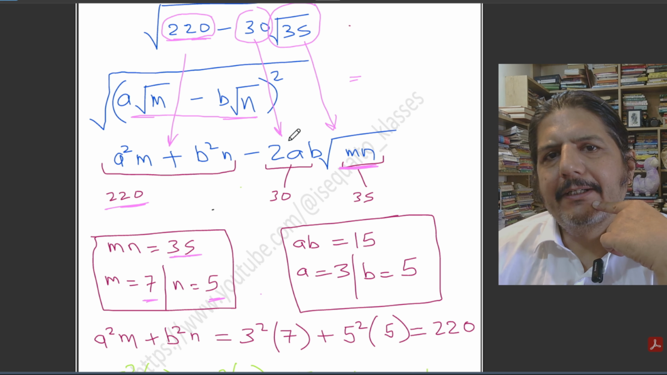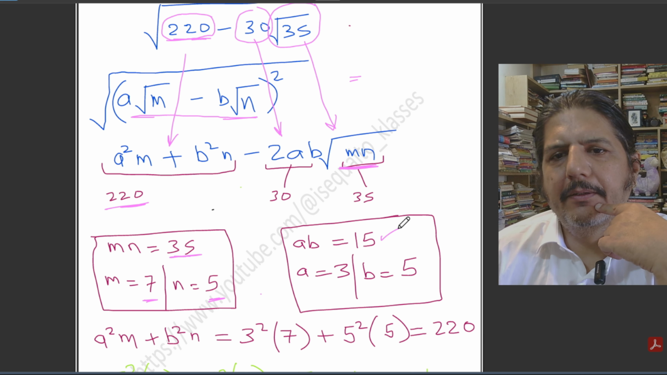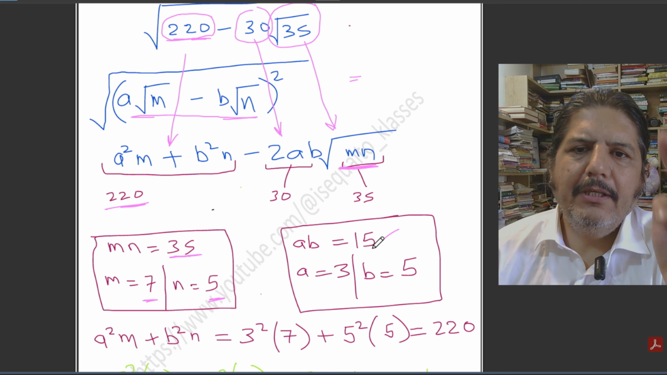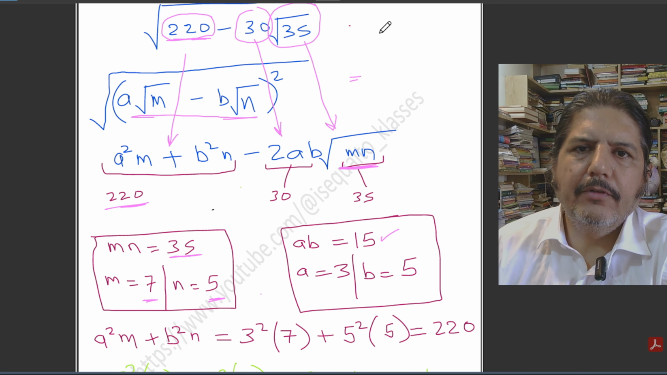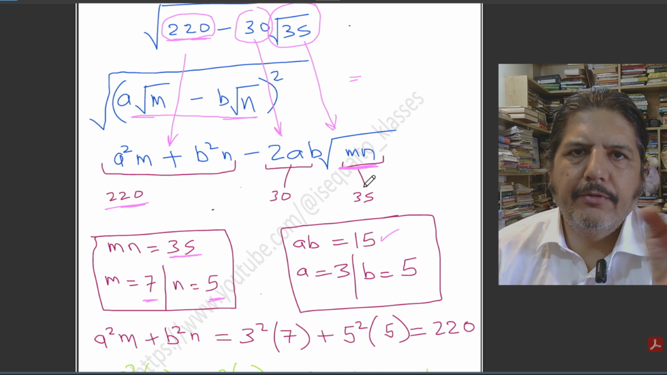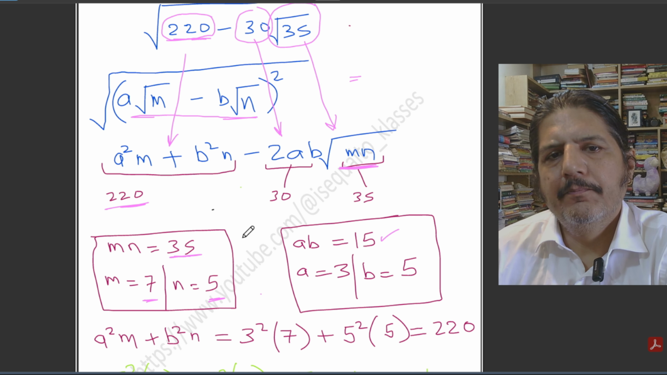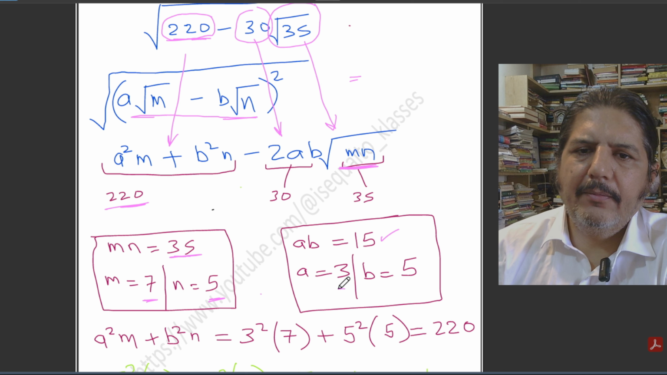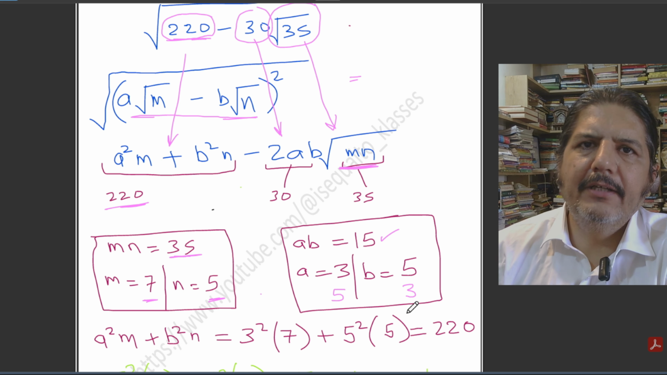Now AB, as I understand, twice of AB is equal to 30. So AB would be equal to 15, right? Now if AB is equal to 15, again I'll have two factors of 15. One is 3, one is 5. So my A can be 3, B can be 5, or the other thing might be that A is 5 and B is 3. These are the only two options that I have.